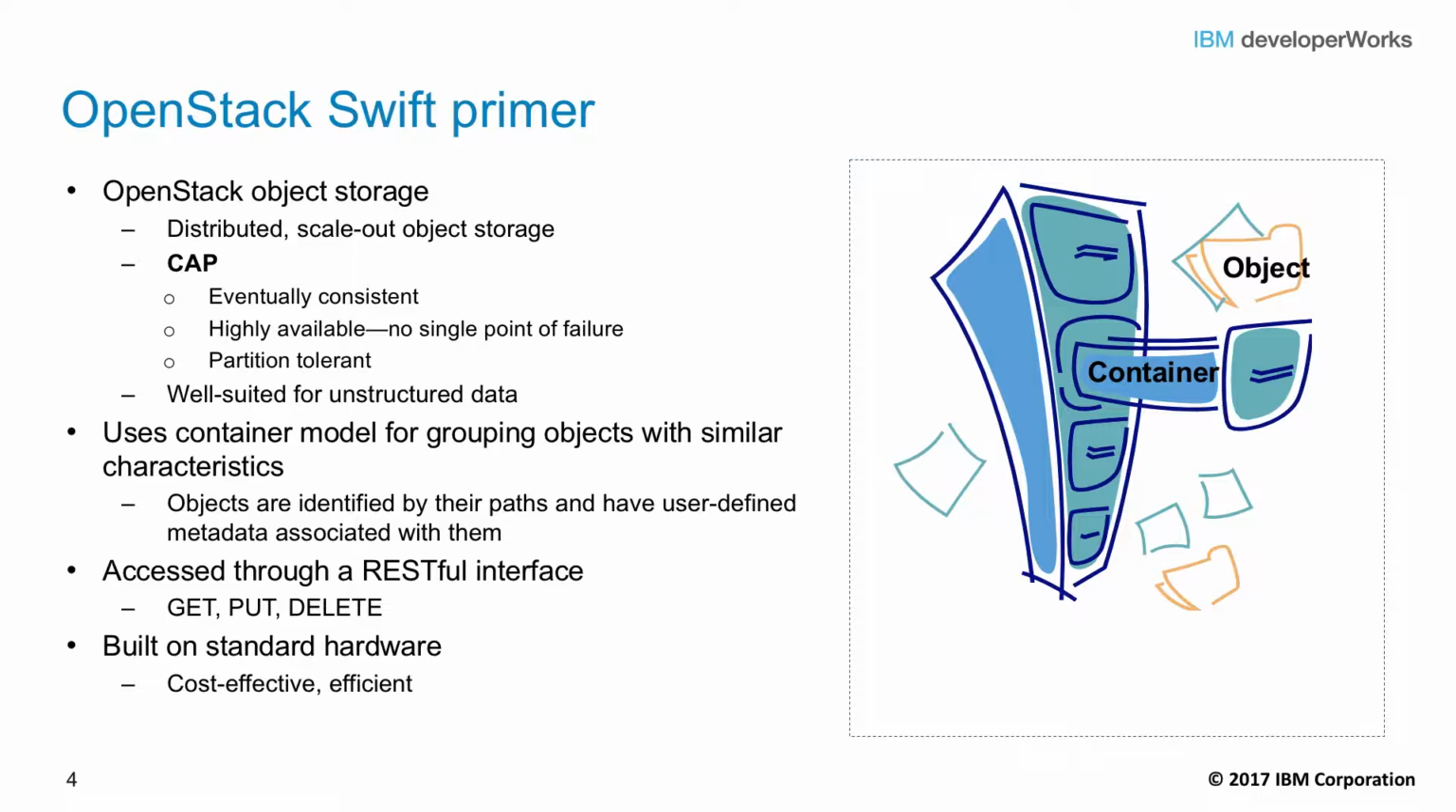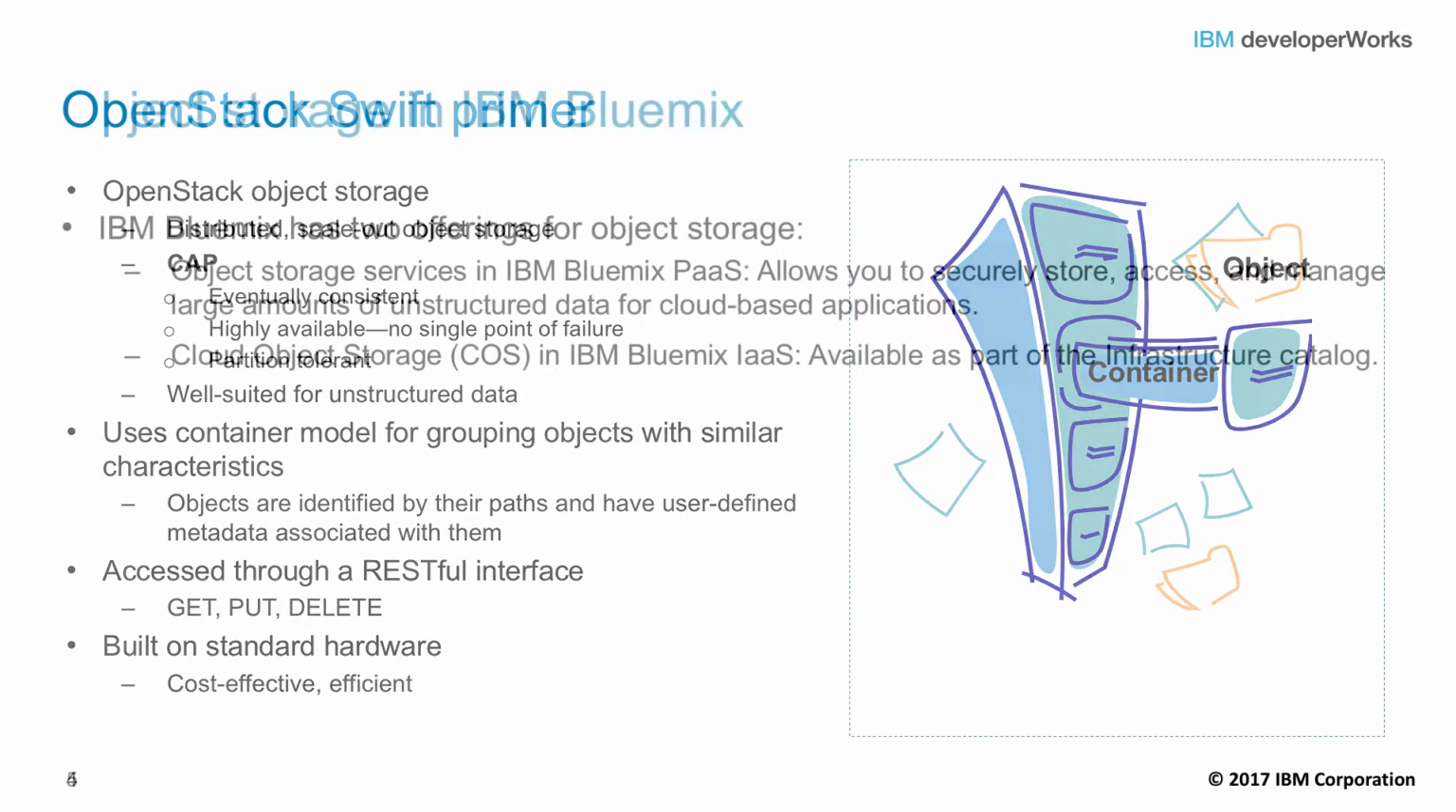Like object storage systems in general, Swift storage uses containers to group files. They are much like folders in traditional file systems but cannot be nested. Swift is accessed by using a REST API that uses HTTP verbs, get, put, and delete. And Swift can be built out on scalable commodity x86 hardware, making it very cost-effective.